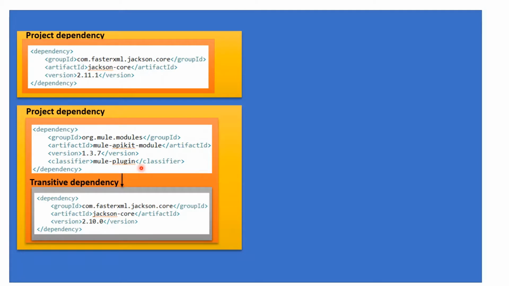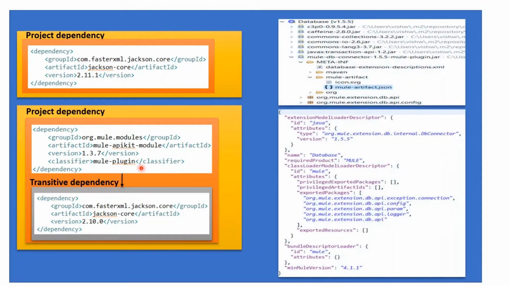So to access the common resources or packages, you need to explicitly inform the Mule runtime to export them so that they are public and can be accessed by any module. This can be done in this way. You have a mule-artifact.json. Inside the class loader model loader descriptor, you add exported packages, and these are the packages that you want to make public so that they can be accessed by any other module. So they won't be isolated, they will be kept public.